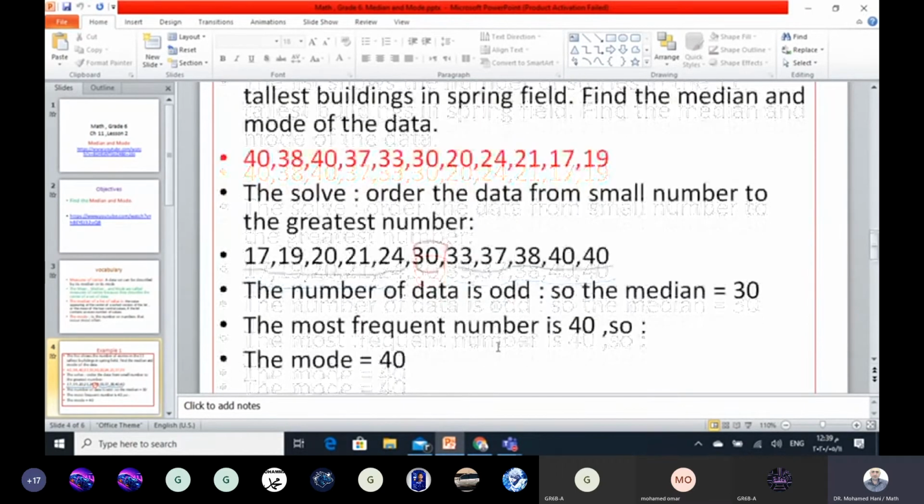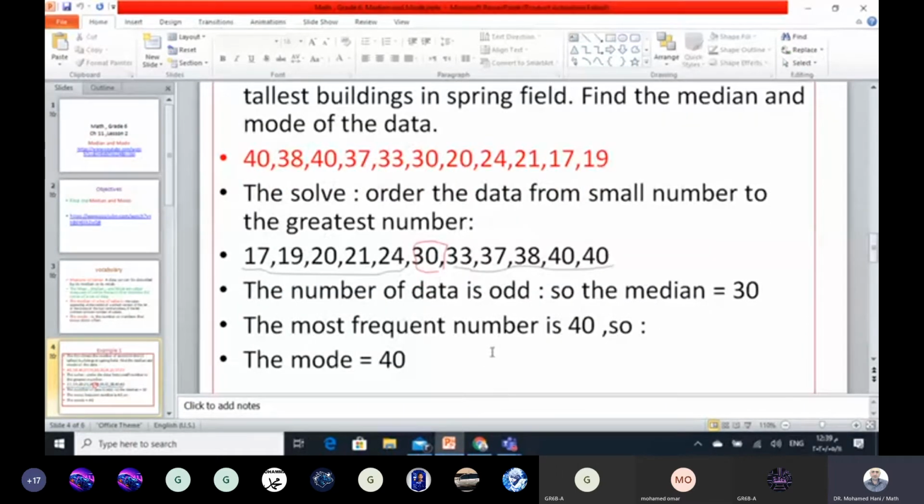How to solve the mode? The mode means the most frequent number, the most repeated number. As you see here, 17 one time, 19 one time, 21 one time, etc.